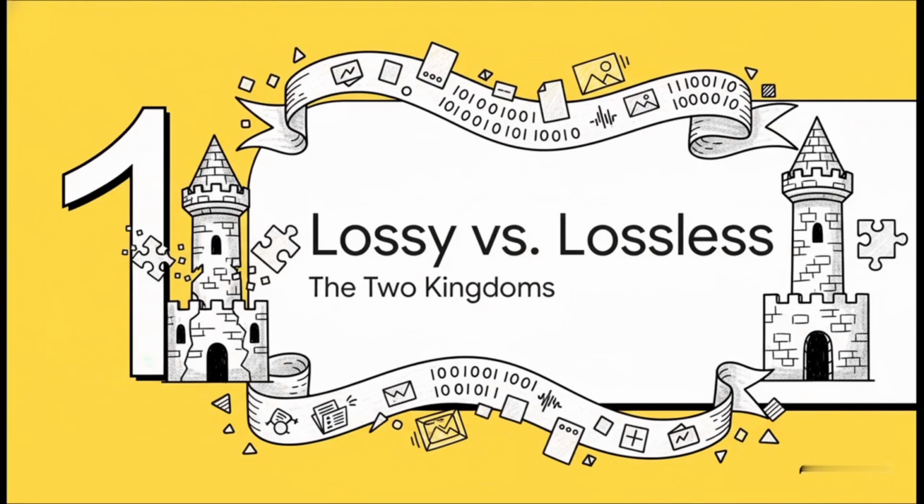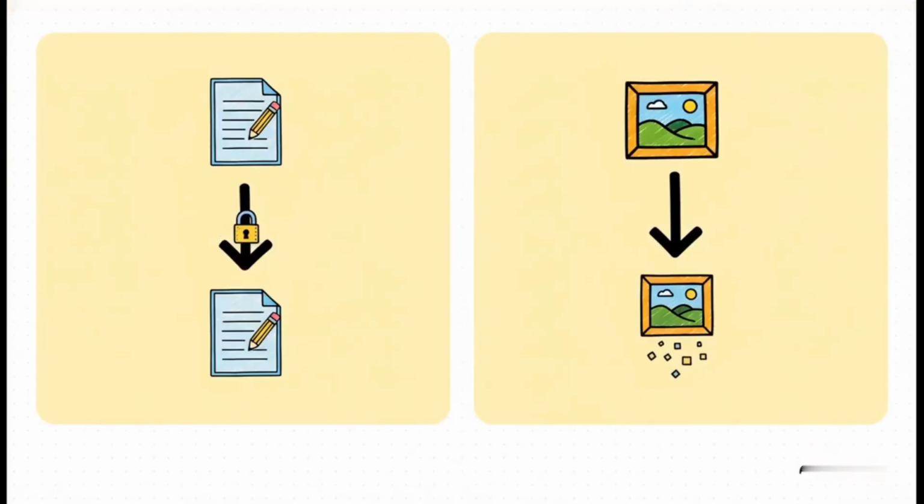Okay, so to really get our heads around this, the first thing you need to know is that compression is basically split into two big families, or kingdoms if you will. You've got lossy and lossless. On one hand, you've got lossless. Think of this as the perfectionist. It makes a perfect, exact copy of the original. Every single bit is preserved, which is absolutely crucial for things like text files, code, or databases. I mean, you can't have one wrong character in a spreadsheet, right? That would be a disaster.